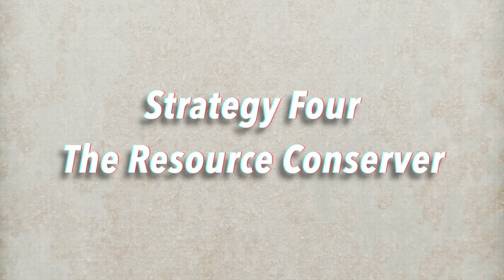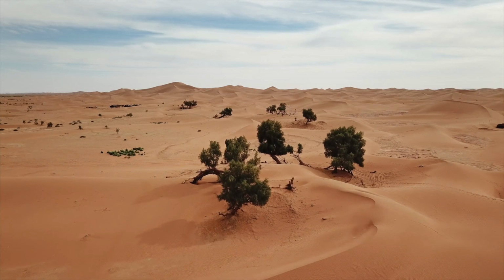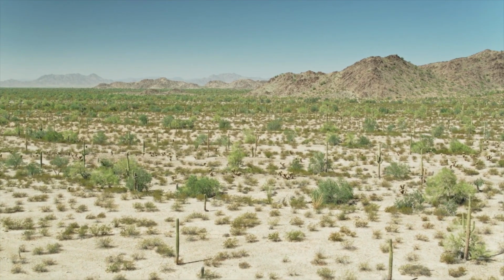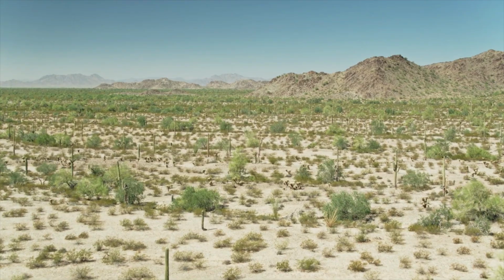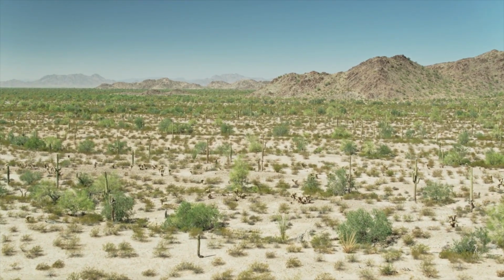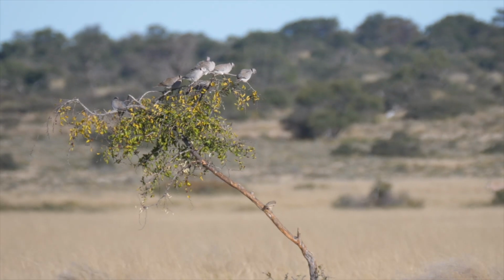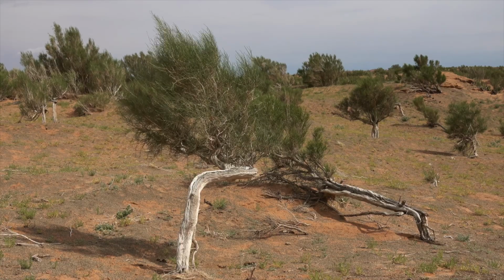Strategy 4. The resource conserver. Finally, consider dry or nutrient-poor environments. Here, sunlight is abundant, but water is scarce. The governing equation changes completely. In these systems, losing water is more dangerous than missing light. So, trees use some of these strategies.